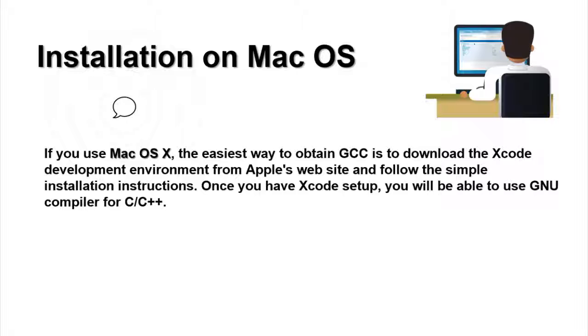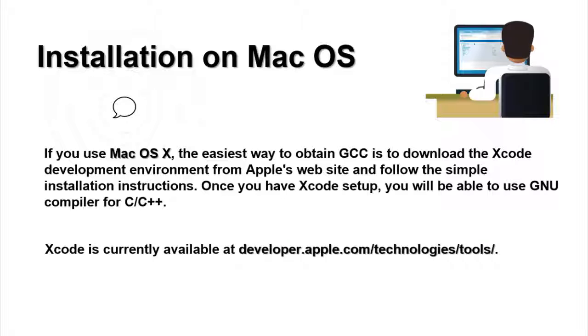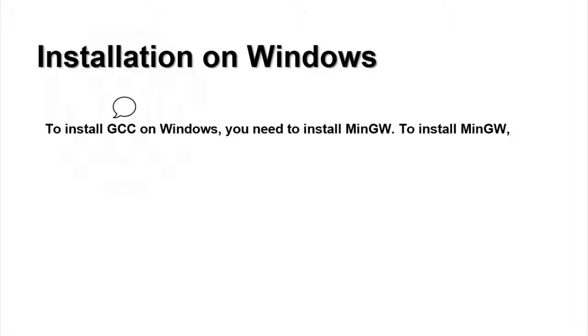Installation on Mac OS. If you use Mac OS X, the easiest way to obtain GCC is to download the Xcode development environment from Apple's website and follow the simple installation instructions. Once you have Xcode set up, you will be able to use the GNU compiler for C and C++. Xcode is currently available at developer.apple.com/technologies/tools/.